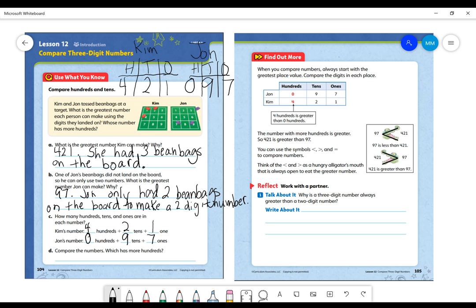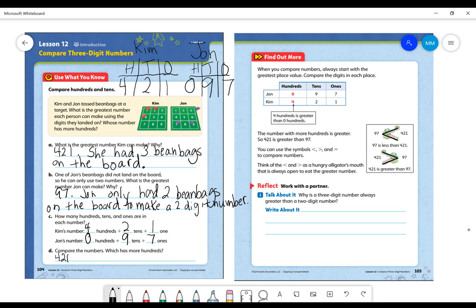So if we are going to compare the numbers, that means we are going to find what could be the same or what could be different. Comparing means that we are finding what is the same and what is different. Compare the numbers. Which number has more hundreds? So look at the hundreds place. Which number has more hundreds? Kim's number, right? So 421.